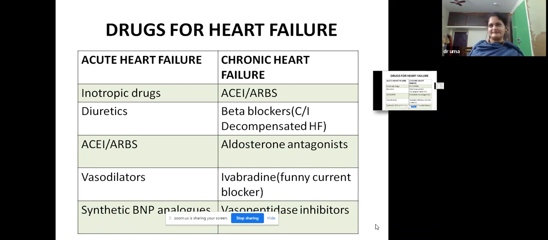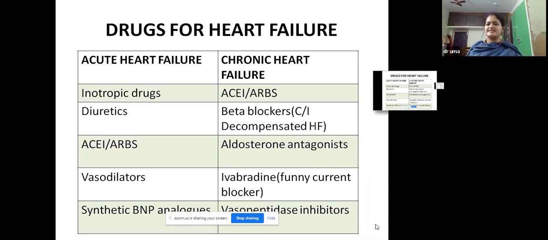For chronic heart failure, you have to reverse the remodeling that happens. For that, ACE inhibitors, angiotensin receptor blockers, beta blockers, and aldosterone antagonists are used. These drugs reverse the remodeling. Beta blockers should not be used in decompensated heart failure.